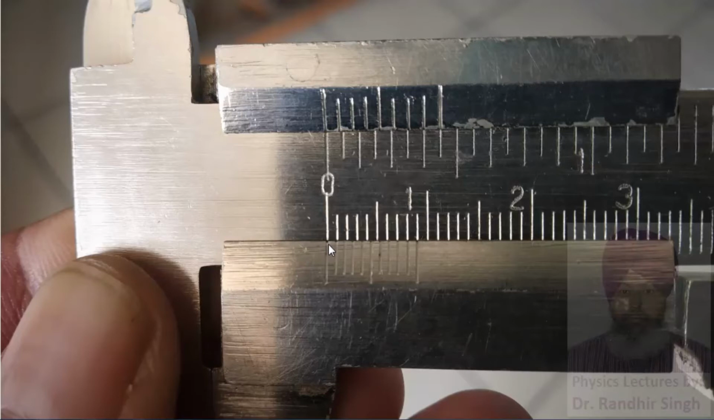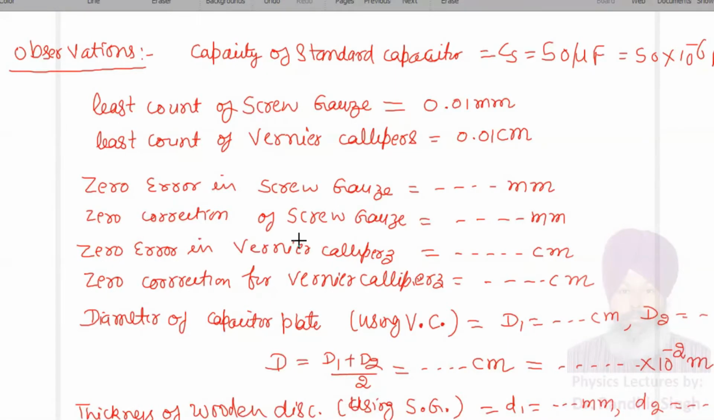So let me now go to the observation and then we will add this. So 0 error in vernier calipers is nil. Let us write this value in our calculation. Okay, you can see here that 0 error of vernier calipers, I am writing it to be nil. Since 0 correction, you know, is negative of 0 error, therefore 0 correction will also be nil, or you can write it to be 0 centimeter. So this is the first part.